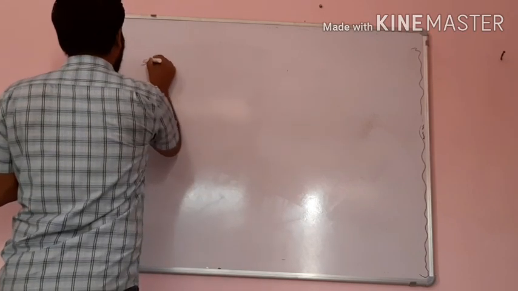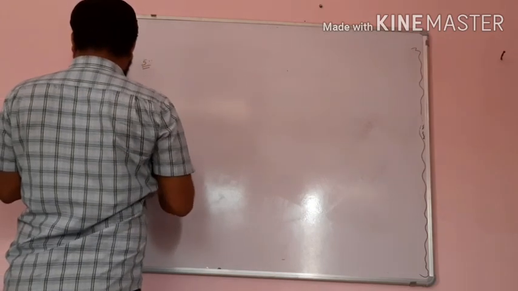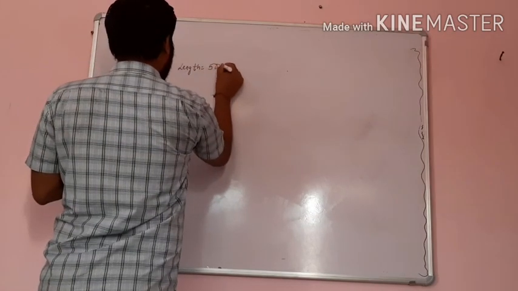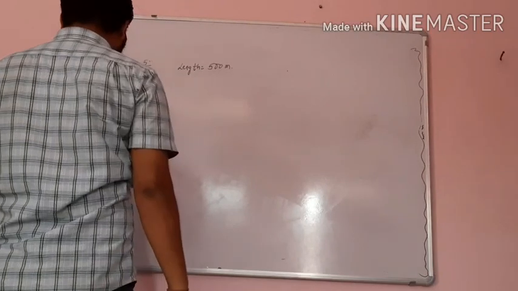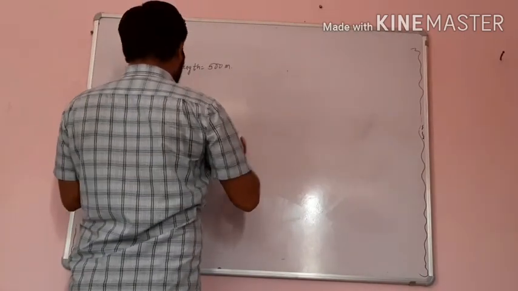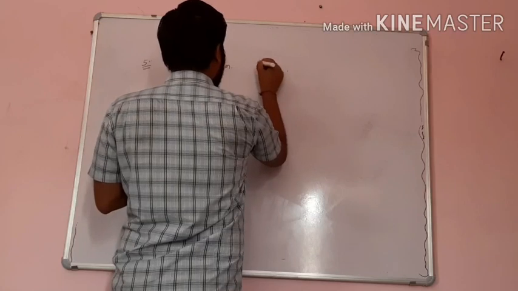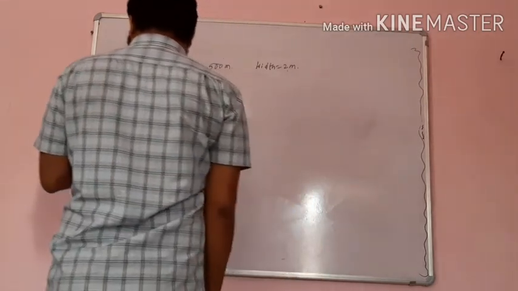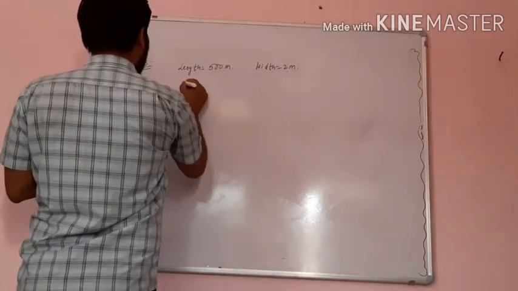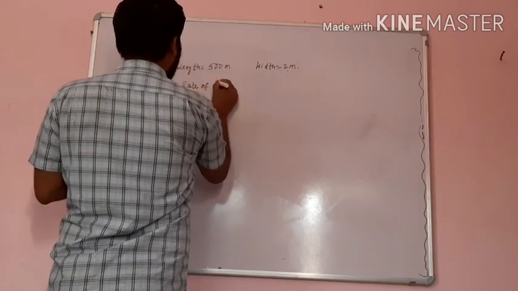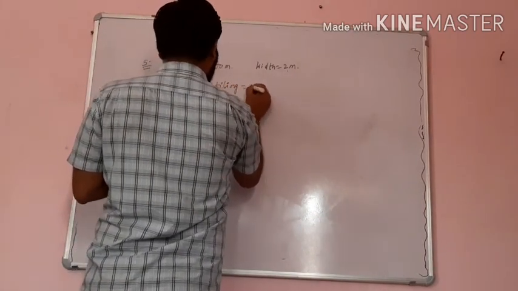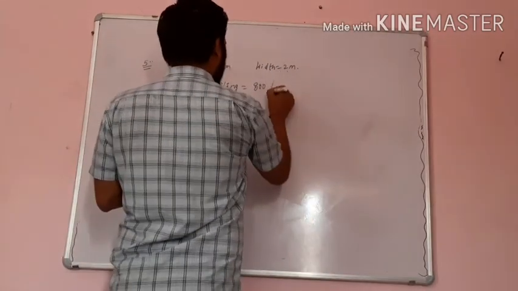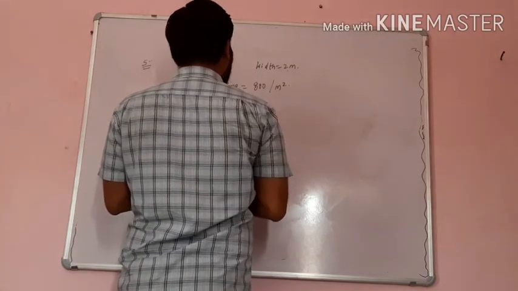In question number 5, the length equals 500 meter and the width is 200 meter, and the rate of tiling is 800 per square meter. We have to find the total cost of tiling.